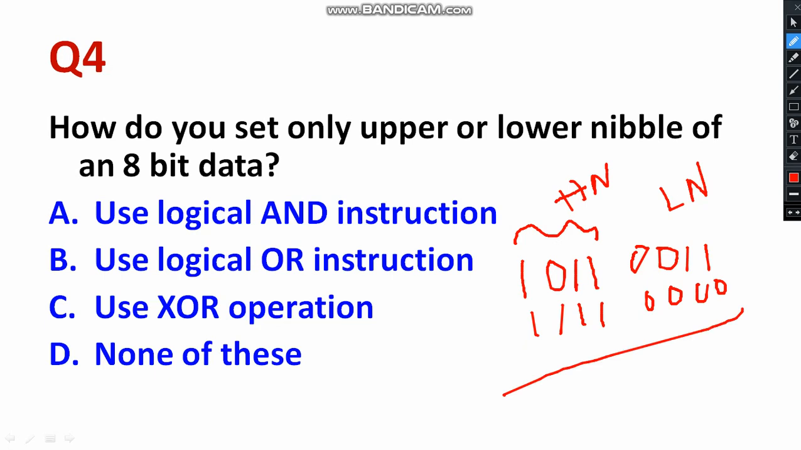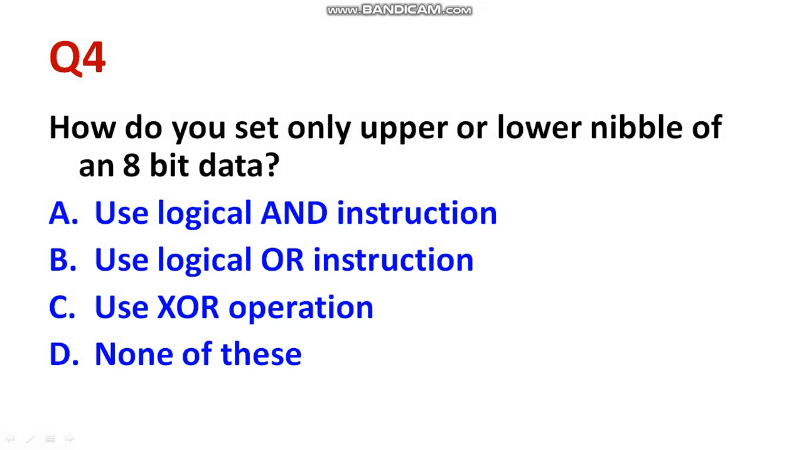1 OR 0 is 1, 1 OR 0 is 1, 0 OR 0 is 0, 0 OR 0 must be 0. There is no change. But in the case of the higher nibble, 1 OR 1 is 1, 1 OR 1 is 1, 1 OR 0 is 1, 1 OR 1 is 1. So definitely what happened? The higher nibble became 1. That means I could set the higher nibble. This is called the OR operation. Here you are supposed to perform the logical OR instruction. Please select option B.